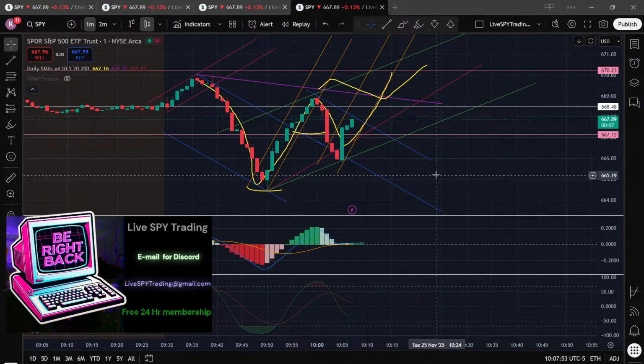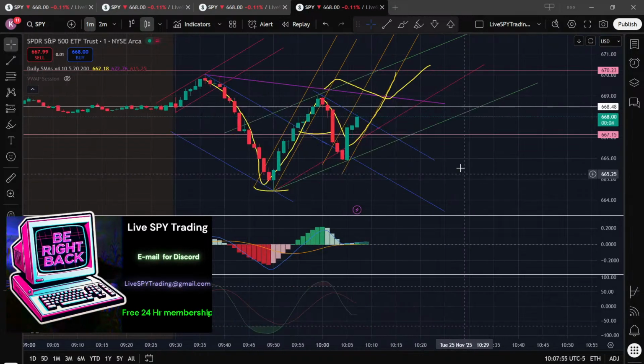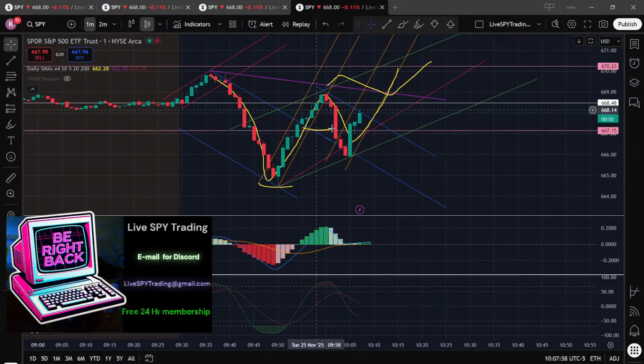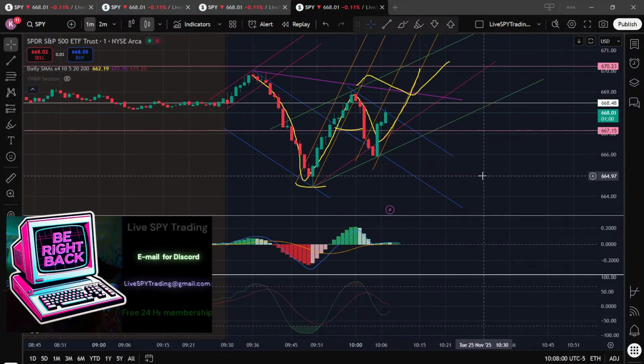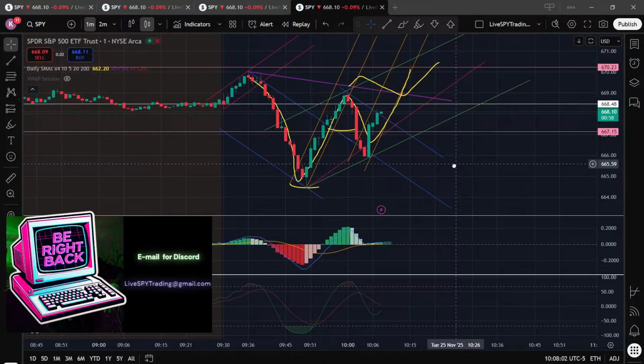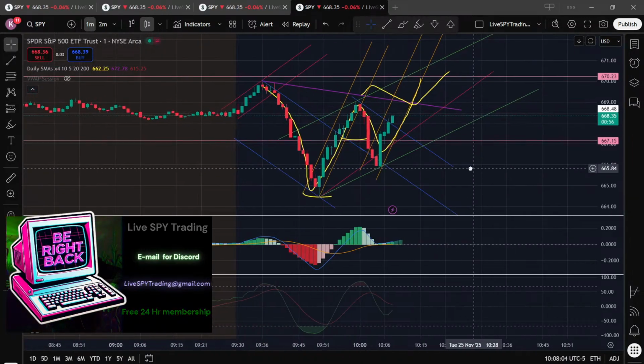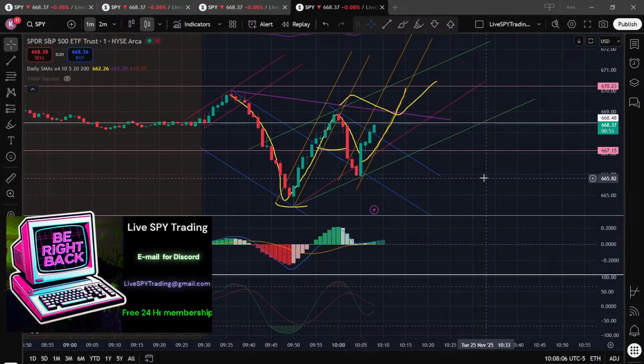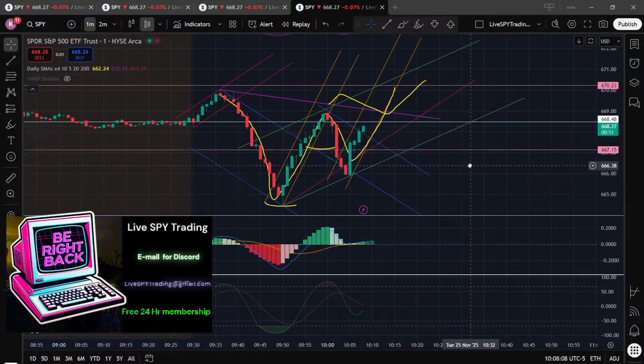All right, let's look to see if it's going to be build in orange and then break green. So build in blue, break purple, build in orange, break green. So we're going to get a chance to test it shortly.